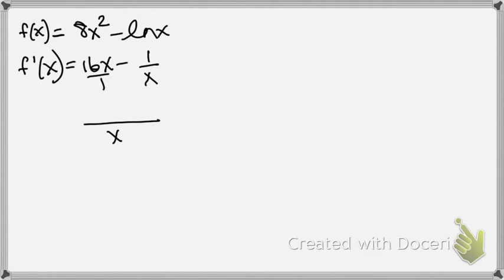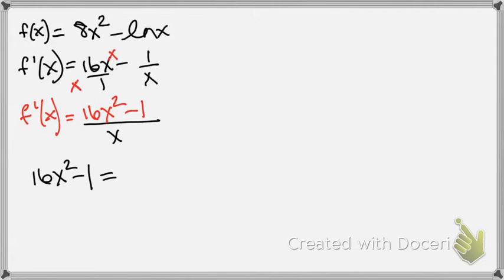So if I have to multiply the bottom by x, there's another x up here. So I have 16x squared minus 1. That's my first derivative. To find my critical points, set the numerator and denominator equal to 0. Well, the numerator is going to equal 0. I can either factor it or just add 1 and divide by 16 and square root it. Either way, you get that x is going to equal plus or minus 1/4.